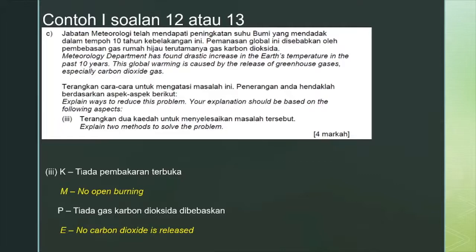So, daripada 4 kaedah ini, kita pilihlah 2 kaedah untuk menjawab soalannya. Pilih mana-mana 2 pun boleh. 2 kaedah berserta dengan penerangan dia. Maka jumlah markah adalah 4 markah.